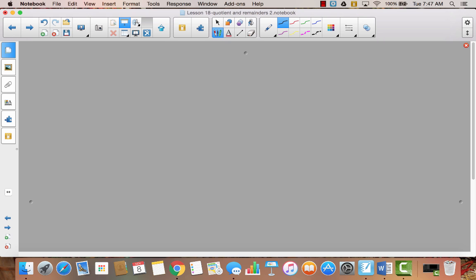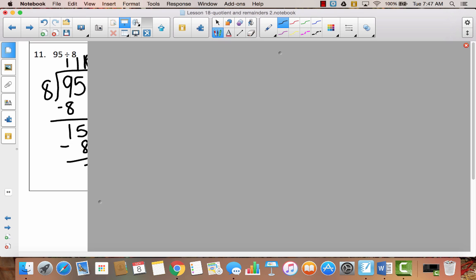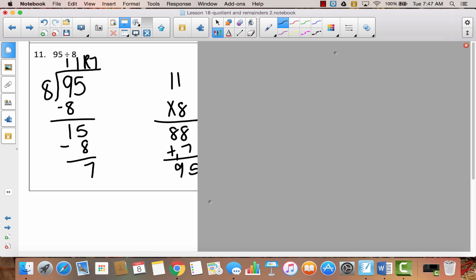Let's take a look at the first one. So when I divided 95 by 8, I ended up with 11 remainder 7. You can see that when I divided the tens, I ended up with a remainder of 1. When I divided the ones, I ended up with a remainder of 7. So I had 11 remainder 7. Remember, your remainder should never be larger than what you're dividing by. So then when I checked my work, 11 times 8 is 88, plus 7 is 95.